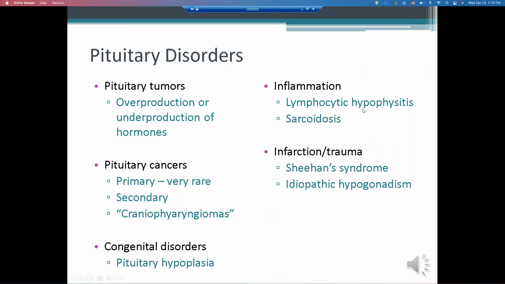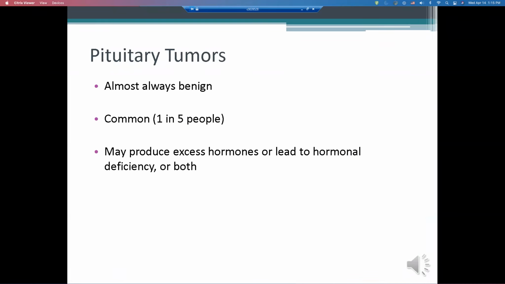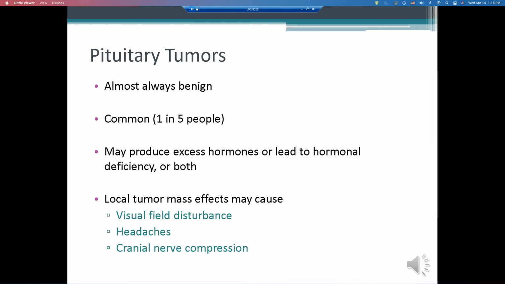Lymphocytic hypophysitis, again, it's another rare condition. We're going to talk about it a little bit in our lectures. Again, it's a rare condition. Infarction, like Sheehan syndrome, can happen, or apoplexy can happen at times. And of course, we have idiopathic hypogonadism, which is also, we're going to talk about it in our lectures. Okay, so pituitary tumors are almost always benign. They're common, and they either produce excess amount of hormones or lead to hormonal deficiency, or both, depending on the situation.